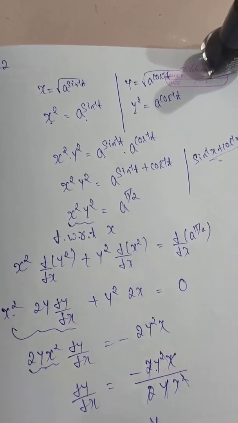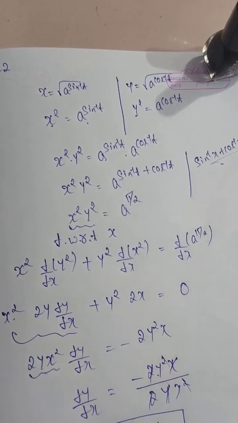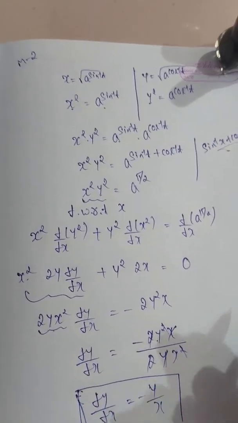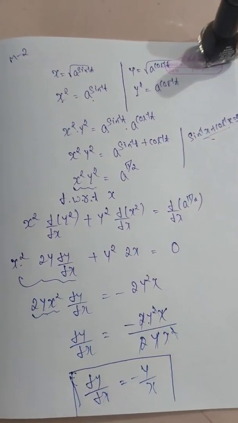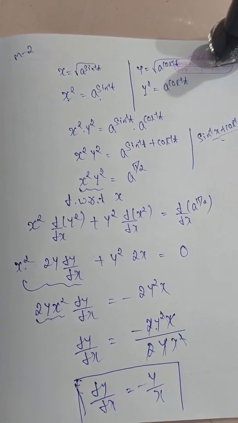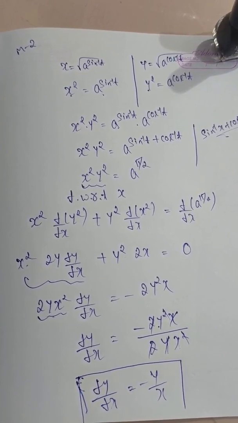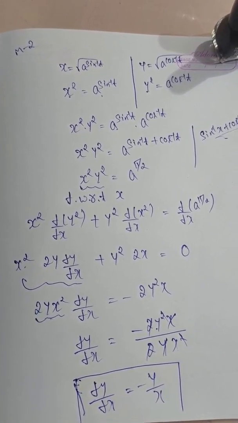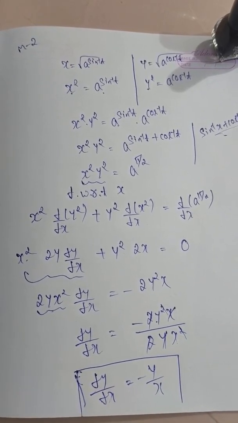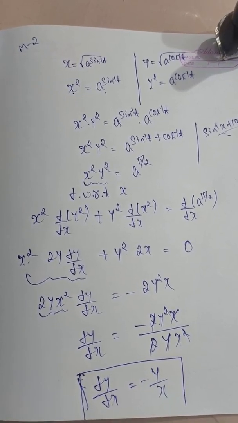So this is the same answer that we got in method 1. The method is changed, but the problem is the same. So this is also one method. You can solve this problem by any method. If method 1 is easy for you people, solve by that method. If method 2 is easy for you people, solve by this method.